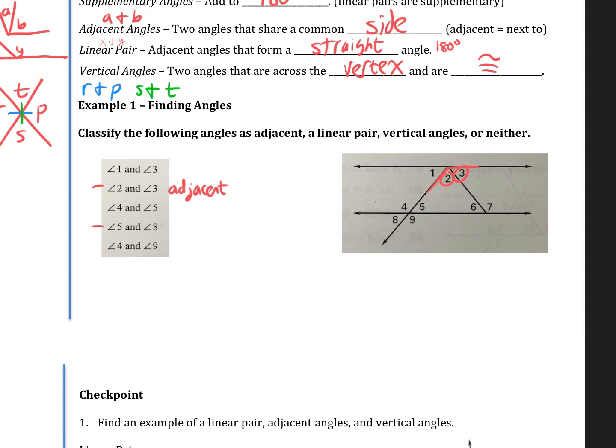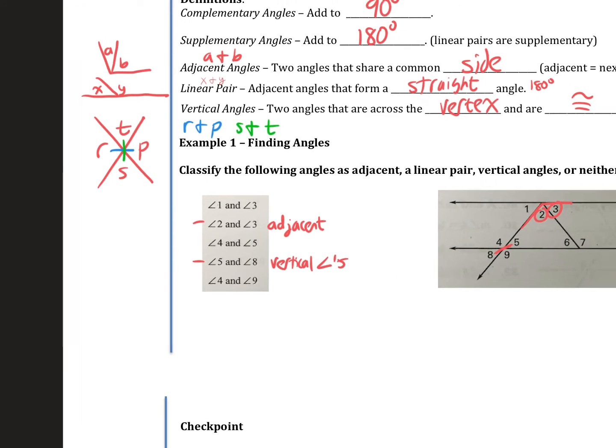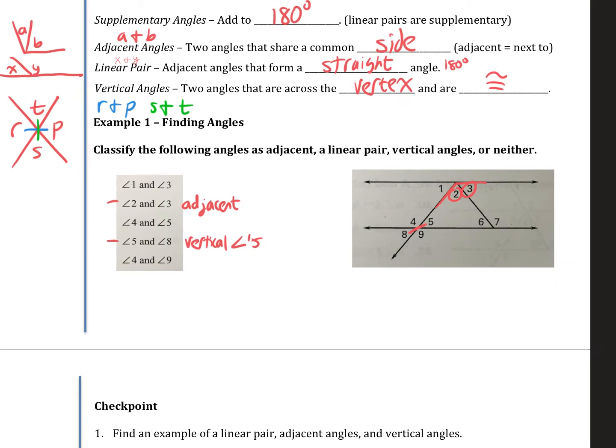All right, how about 5 and 8? 5 and 8 looks like they are across the vertex from each other. Do they look congruent? They are. These are actually vertical angles here. They're across the vertex, and you can see that they share a common endpoint or vertex, okay? All right, why don't you guys try the rest of these on your own, and we'll check our work in a second.